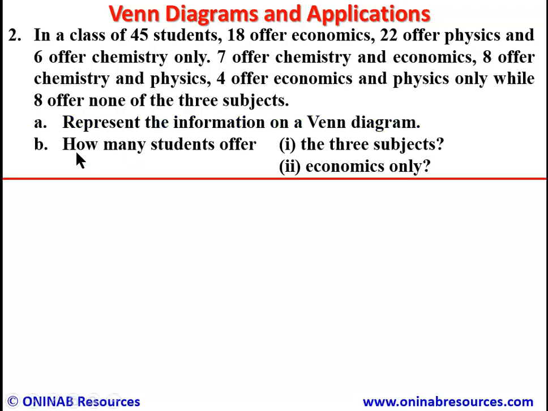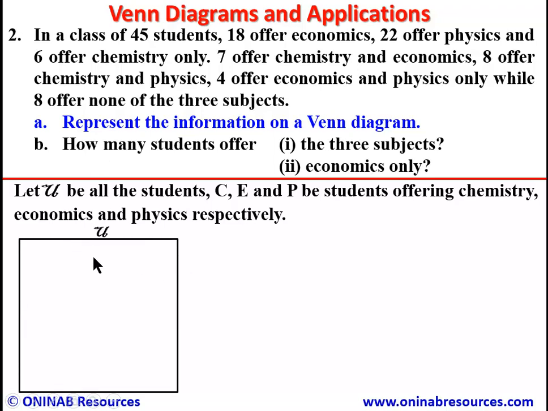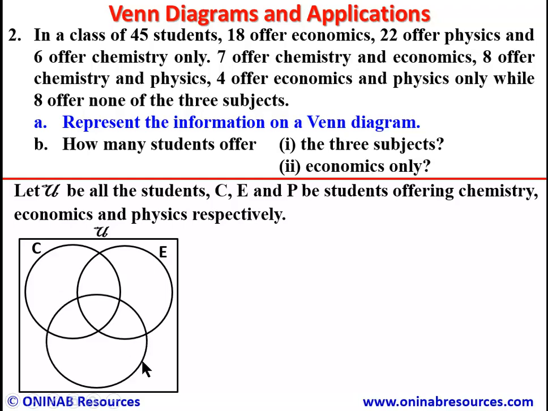So we'll start the solution from A, that's representing the information on a Venn diagram. Before we go, we'll let U be all the students, C, E, and P be students offering chemistry, economics, and physics respectively, so that the rectangle represents the universal set, and our circle is for chemistry, the other circle for economics, and the third circle for physics. So it is our tradition to start from the students offering the 3 subjects, 2 subjects, then the 1 subject.